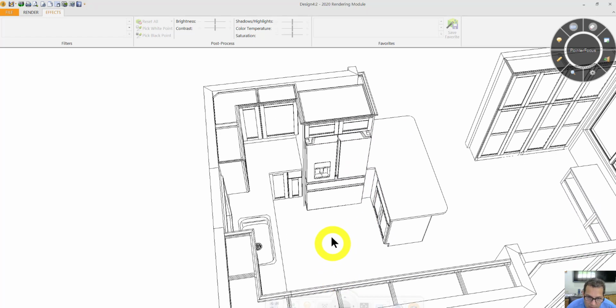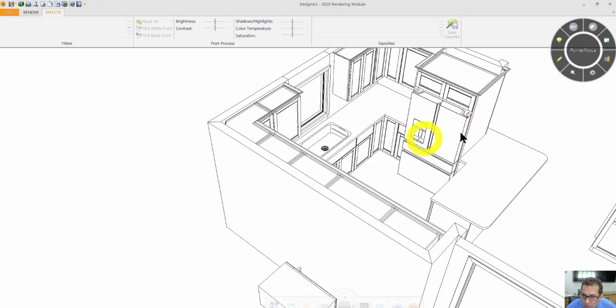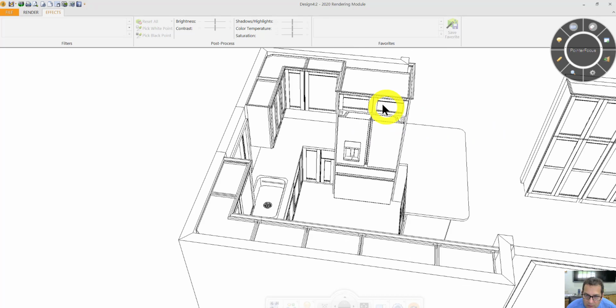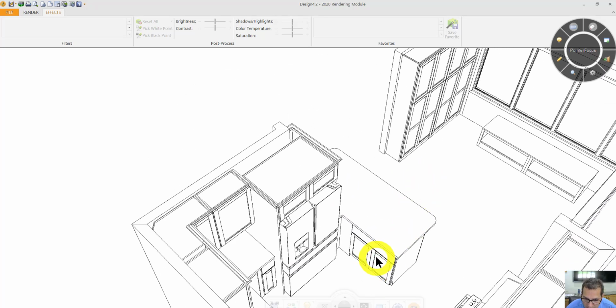And we have the refrigerator with panels on either side of the refrigerator. Wall cabinet above. The end of the peninsula here, we have a drawer, two doors. Behind the two doors are roll-out trays.